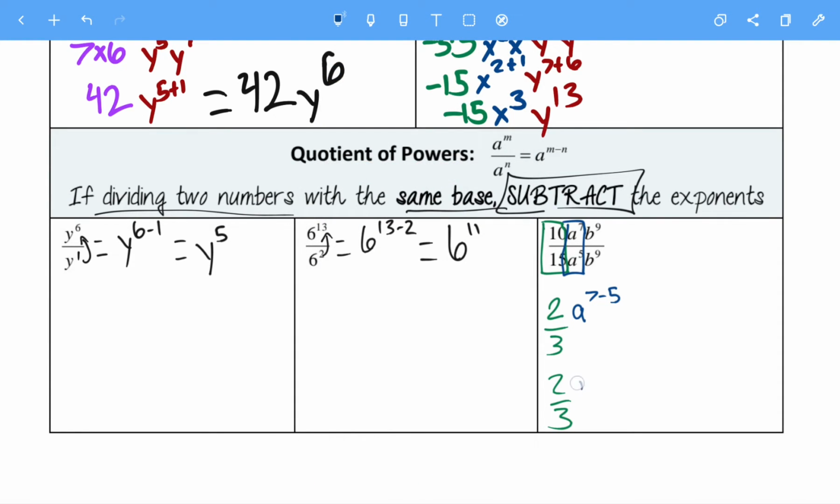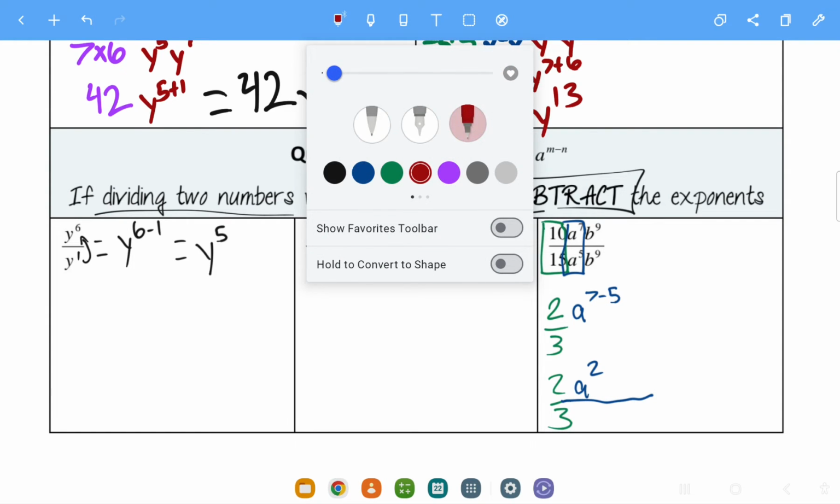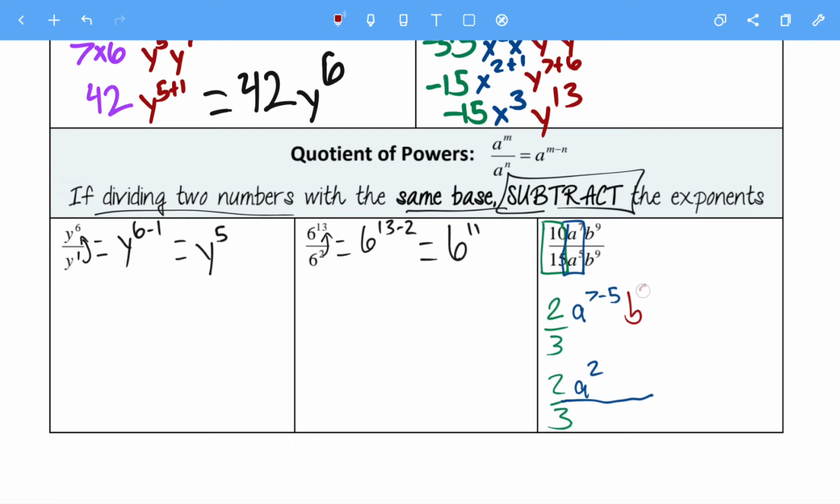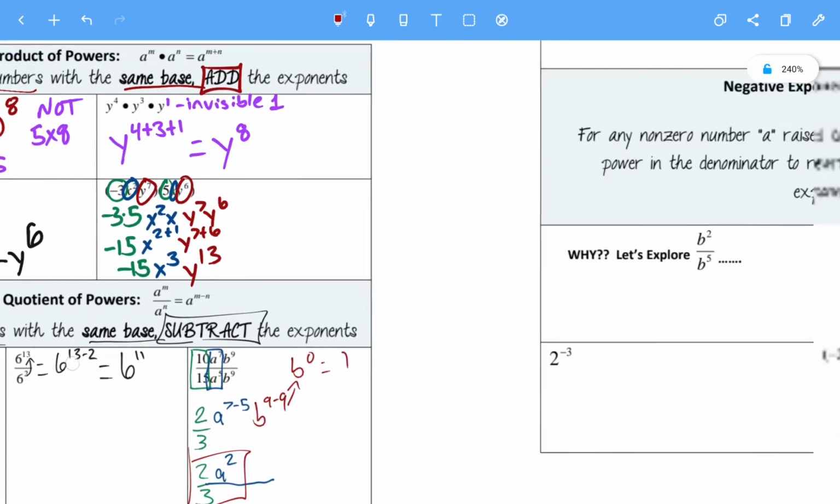Which is the same as a to the 2nd power. And these are all on top. Now lastly, we have b to the 9 minus 9, which gives us b to the 0. And that's going to be 1. We'll see why in a few moments. So we don't have to write that here because it's just times 1. And we don't have to write times 1. So we get 2a squared over 3 as our final answer. And we're done with that. Let's go ahead and look at the next one.